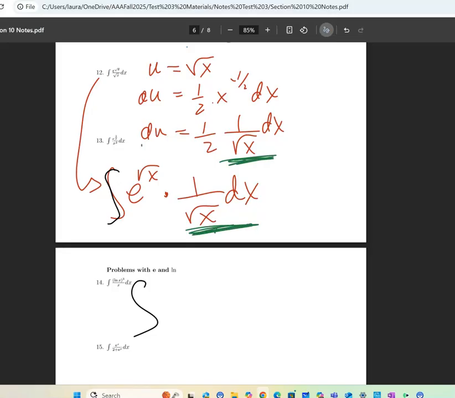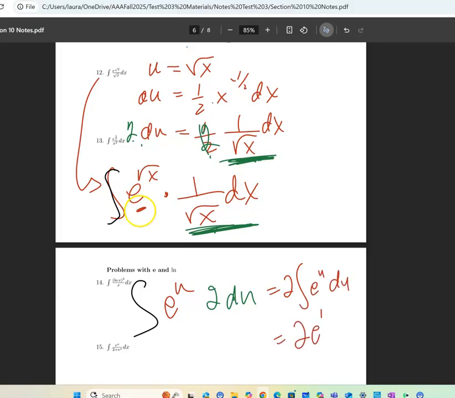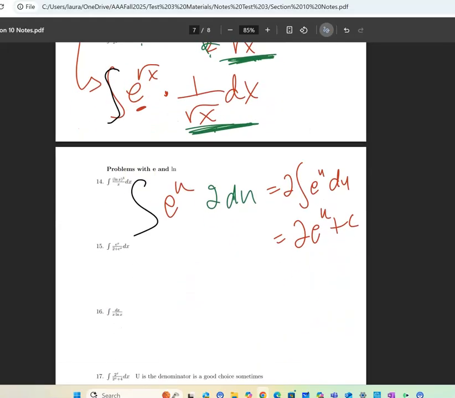And so I'm going to multiply by 2 this time. So if I multiply by 2, this and these 2's cancel. This gets replaced with 2 du. And then I'm going to replace this with e to the u. So 2 integral of e to the u du is just e to the u, and then put the u back in, and that's e to the root x plus a c.